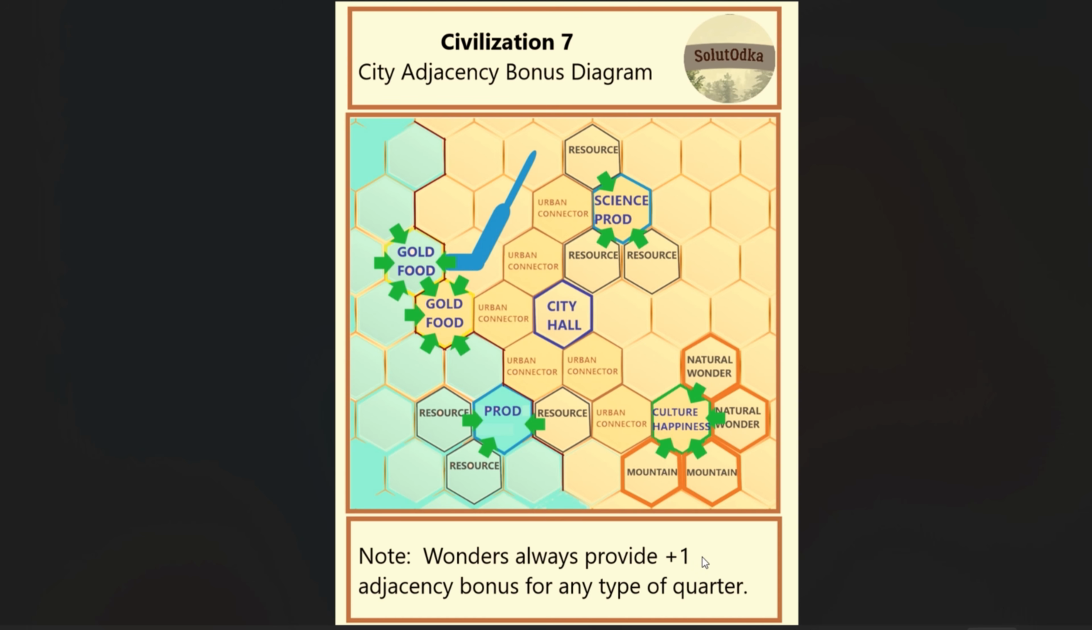Now, as mentioned, wonders always provide +1 adjacency bonus for any type of quarter. Now, depending on the time of the game and which era, perhaps some tiles will have more importance earlier in the game and some later in the game. But remember that in any case, you have the overbuilding possibility. So if you build up a really good science prod tile somewhere, it's also an investment for the entire game.